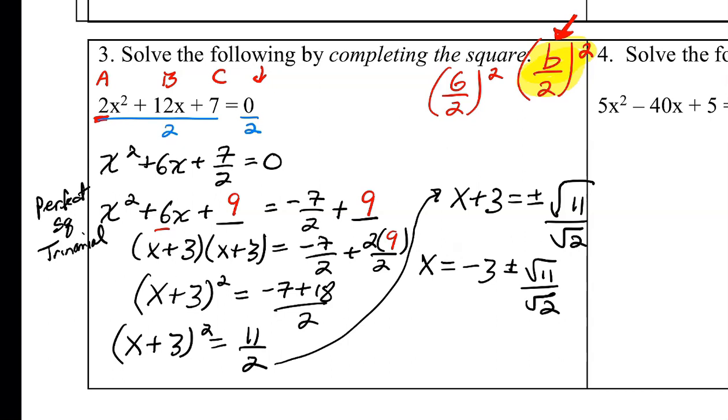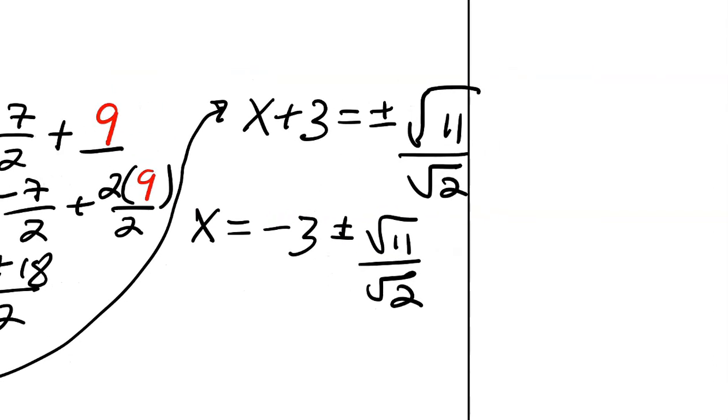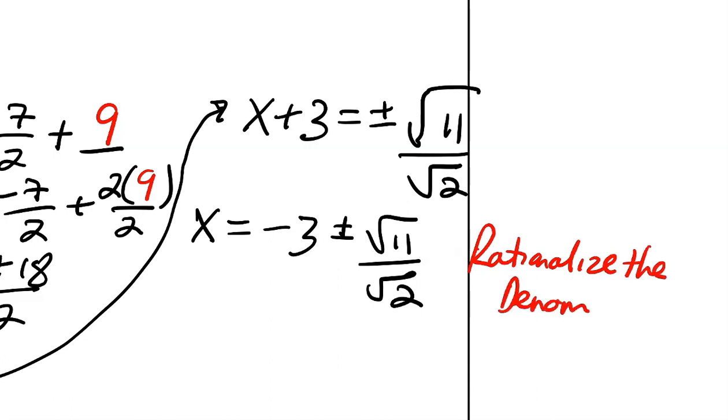However, we shouldn't have a square root in the denominator like this, square root of 2. So we do what's called rationalize the denominator. We make it a rational number. Rationalize the denominator over there. So to rationalize, we're going to multiply the top and bottom by that root in the bottom.